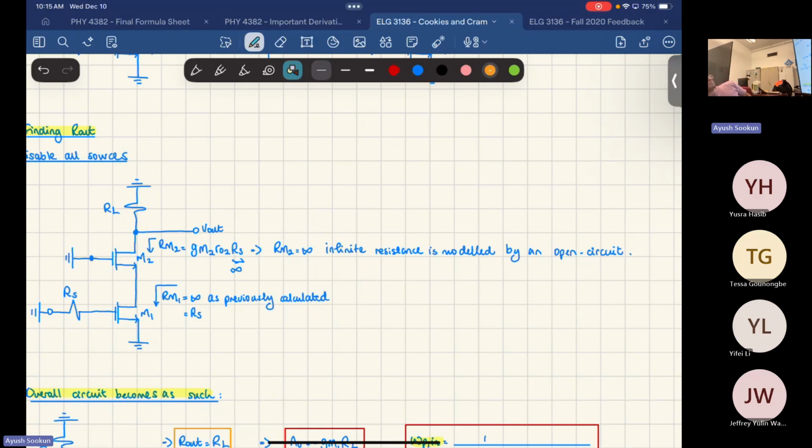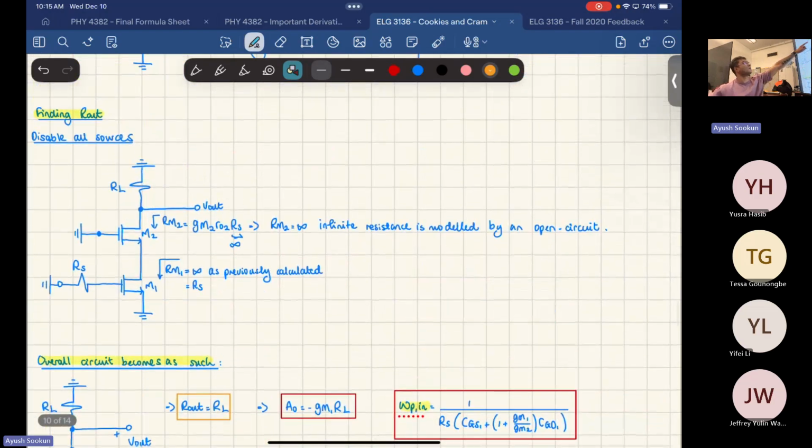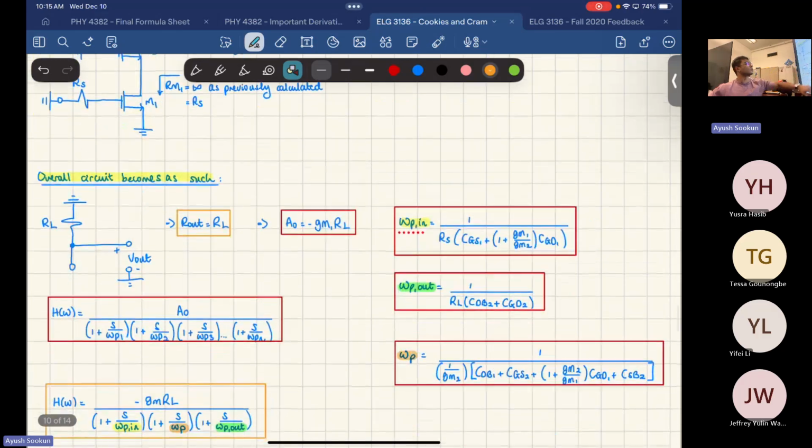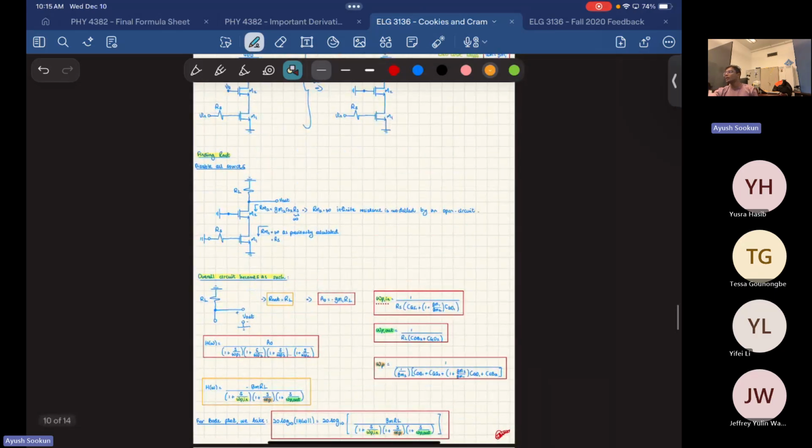We said this was infinity. So, hang on, what did I do? Okay, RM2, RS. In the cheat sheet, this is RS, but we know that this is infinity because we proved it earlier. So RM2 is equal to infinity. So infinite resistance can be modeled by an open circuit. So then your circuit just becomes like this because that's the only resistor you have there. And so R out is going to be equal to RL. So your gain is minus GM1 RL. Any questions on how I found the gain of the circuit with no capacitors?